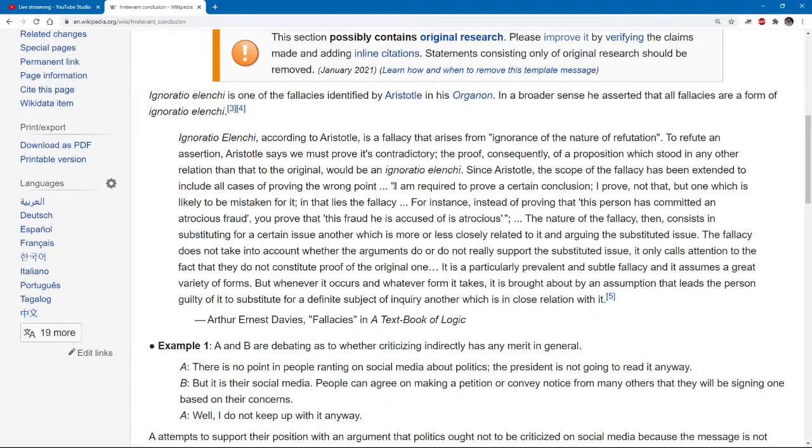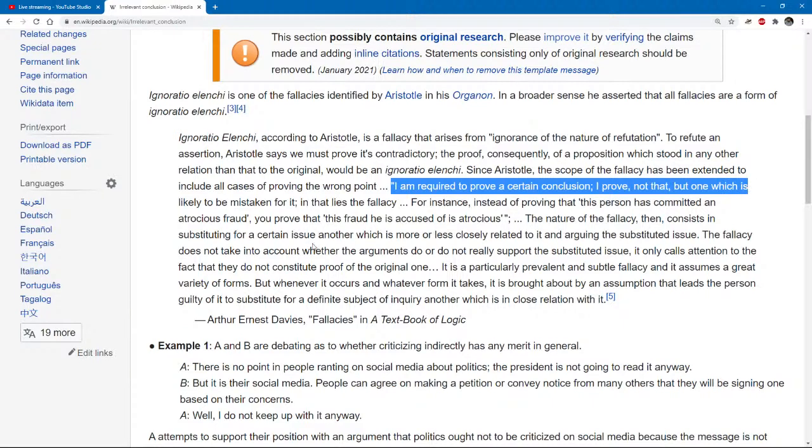So I am required to prove a certain conclusion. I prove not that, but one which is likely to be mistaken for it, and in that lies the fallacy. For instance, instead of proving that this person has committed an atrocious fraud, you prove that the fraud he is accused of is atrocious.